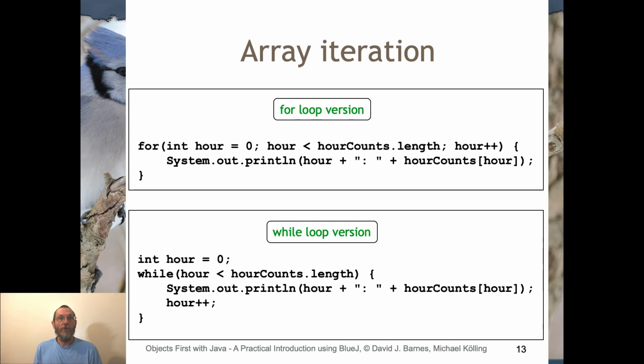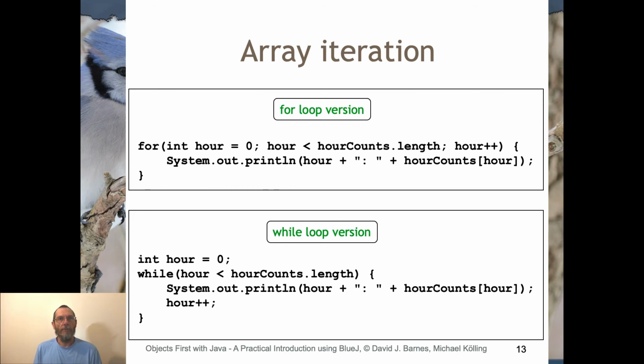So we want to use a variable called hour to act as an index, and we want its initial value to be 0. We then want to continue the iteration as long as that hour variable is less than the length of the array. So as long as the hour variable is going to be a valid index into the array, we want to carry on executing the body of the loop.